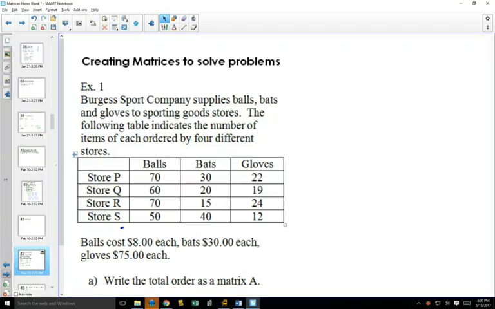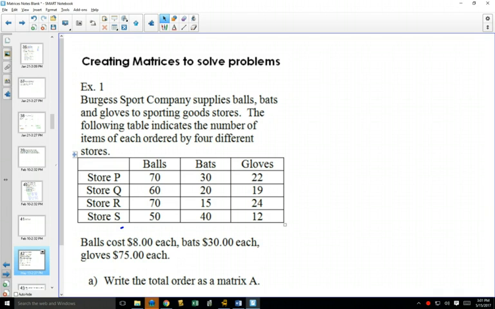But we're going to start looking at where these matrices could be used, what the purpose of matrix multiplication is, how it could be used, where it could be used, and how it works. So here we have a company that supplies balls, bats, and gloves to different sporting stores. And the following table indicates the number of items sold to different stores.